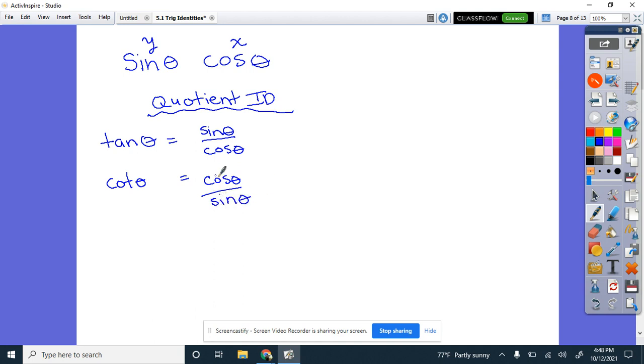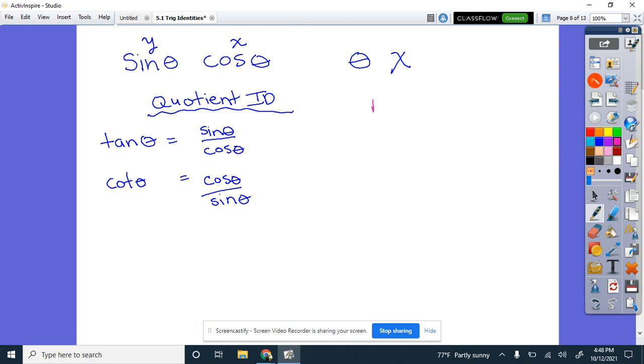You all notice I am using thetas. I love thetas. They are my preferred variable. You can use x if you'd like to use x. That is totally up to you. I won't judge you. Just pick the one you like more.